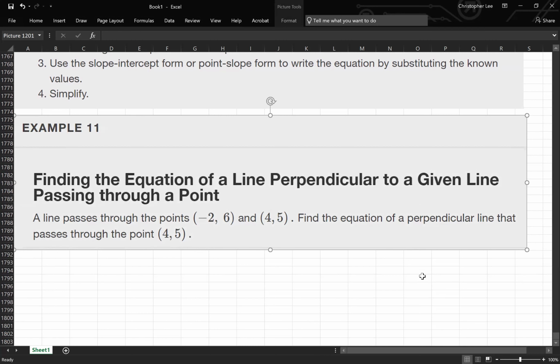So finding the equation of a line perpendicular to a given line passing through a point. So a line passes through the points -2, 6, and 4, 5. It says find the equation of a perpendicular line that passes through the point 4, 5. All right, give y'all a minute. Very simply, find the slope. I want it to be perpendicular, so you already know, negative reciprocal. It doesn't matter which point. Hold on. Perpendicular. Yeah, they gave you the point that it moves through, 4, 5. Plug it in, get the b, and then that's it.